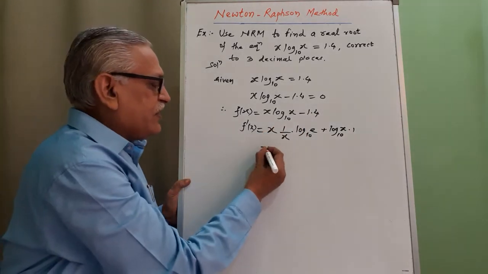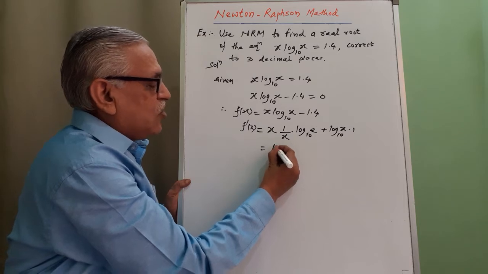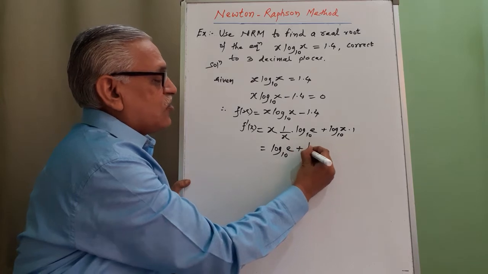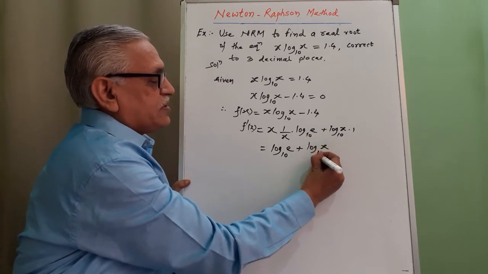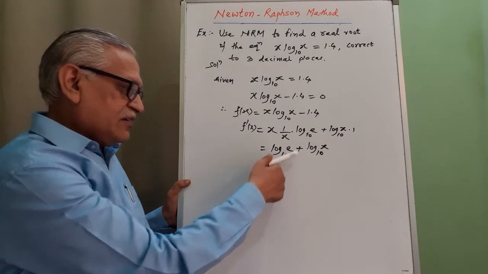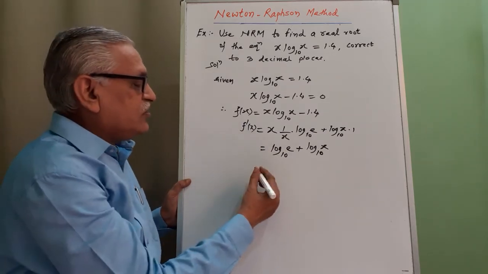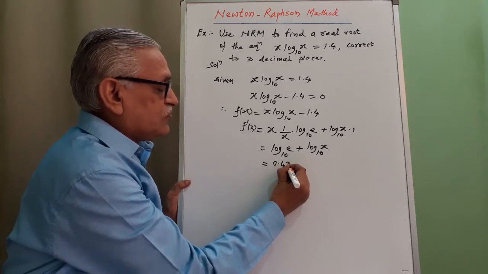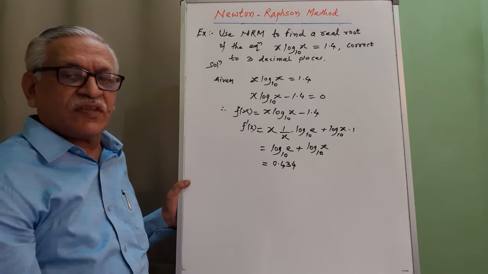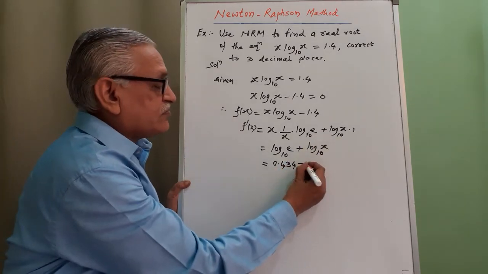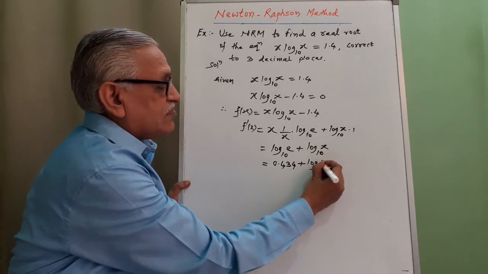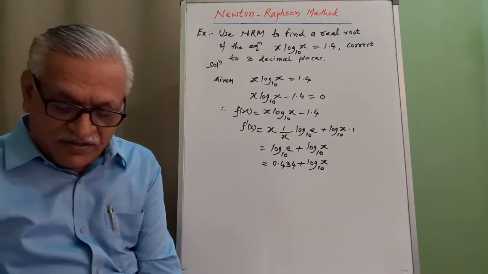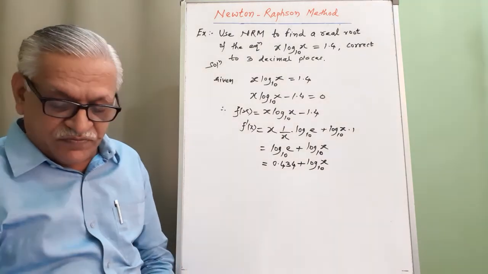If you simplify it, this x gets cancelled, and we get log e to the base 10 plus log of x to the base 10. Log e to the base 10 is a constant value. If you find its value, it is 0.434, plus log x to the base 10. Then by trial and error we find two initial guess values.